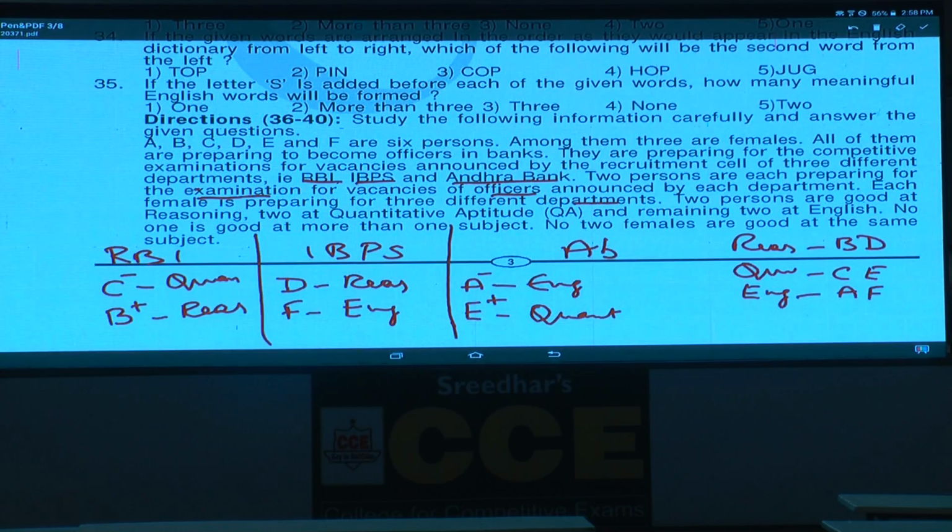Can F be a female again? F is English, but F cannot be female because A and F cannot both be females. Hence, F is a male. If F is a male, D is a female. Now, in RBI: C a female, quant, and B a male, good at reasoning. IBPS: D a female, reasoning, and F a male, English. And in Andhra Bank: A a female, English, and E a male, quant.